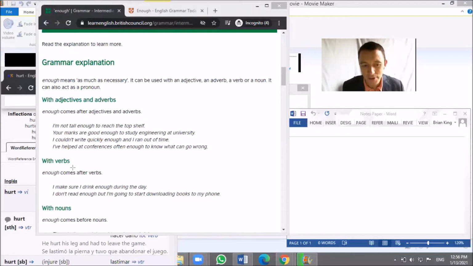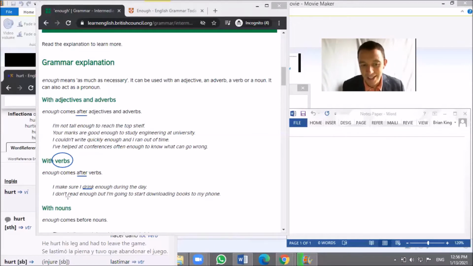So in relation to verbs, enough comes after. Again with verbs, with adjectives, with adverbs, the position is after. I make sure, so that's the verb. I drink is another verb. So there's the verb, and enough is after. I drink enough during the day.